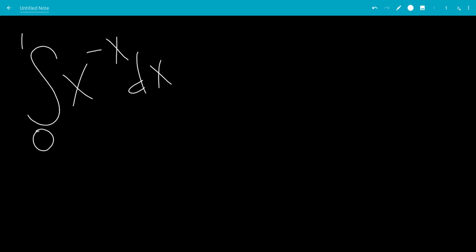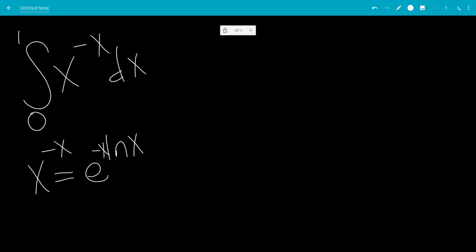In this video, we'll do the integral of x to the negative x from 0 to 1. So x can be rewritten as e to the ln x. If we raise both sides to the minus x, we can multiply the powers, so this will be e to the minus x times ln x.